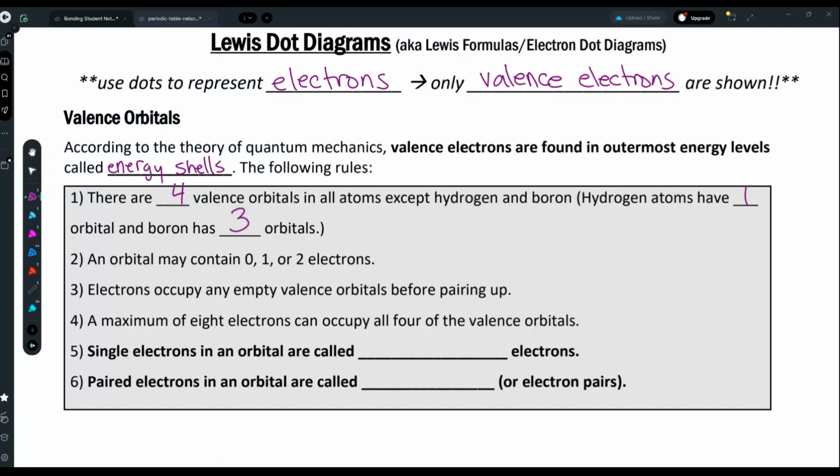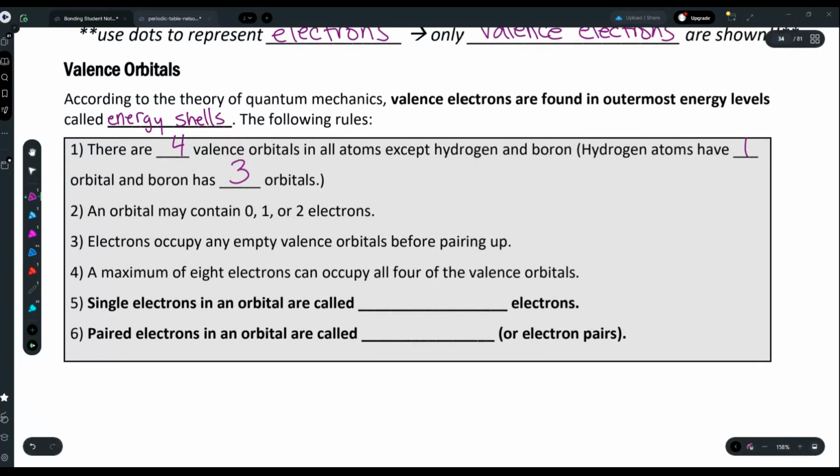So single electrons in an orbital are called bonding electrons, whereas paired electrons in an orbital are going to be called either lone pairs or electron pairs, but I tend to call them lone pairs. So it's very important that you know that single electrons are called bonding electrons and that paired electrons are called lone pairs.